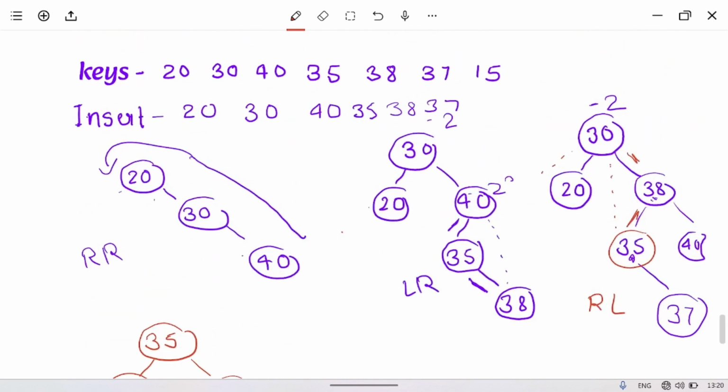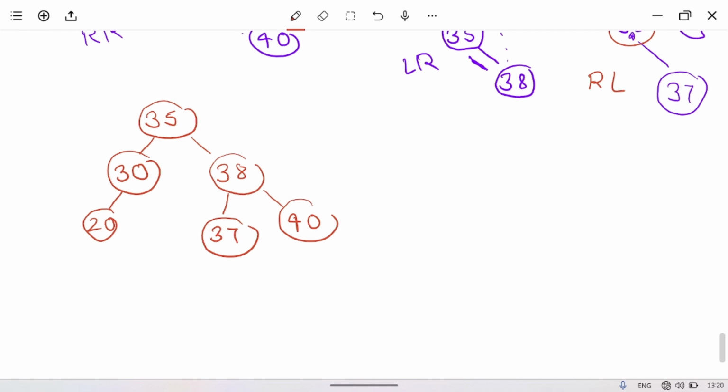So again next element is 15. So we will insert 15. 15 is smaller than 35, so left side. 15 is smaller than 30, so left side. 15 is smaller than 20, so this side. 15 will be inserted.